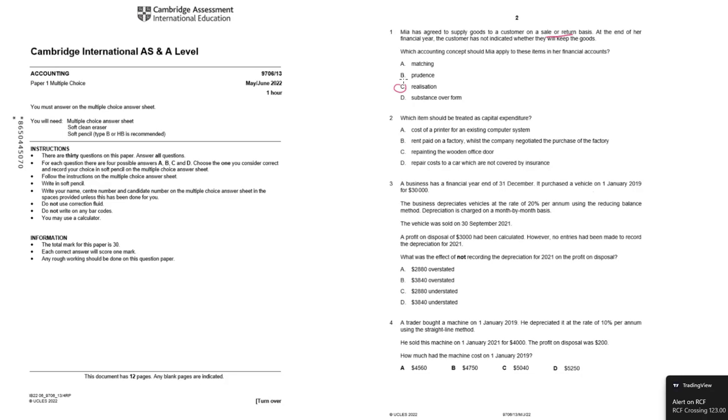Obviously it is about realization, because realization deals with revenue recognition. They've not asked anything about revenue recognition, whether revenue should be recognized or not, but I've just explained the concept in case such a question is asked.